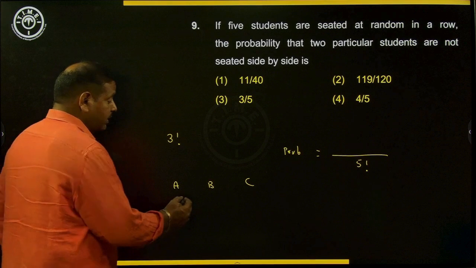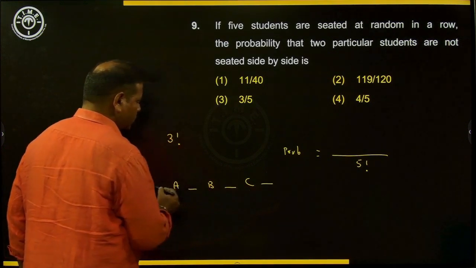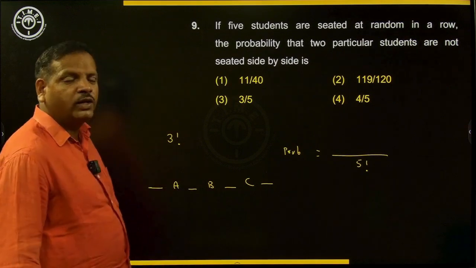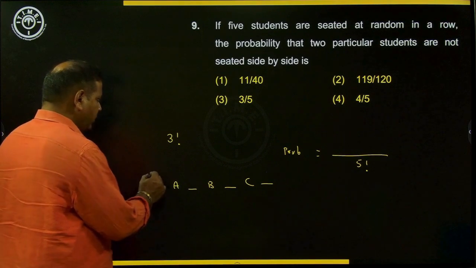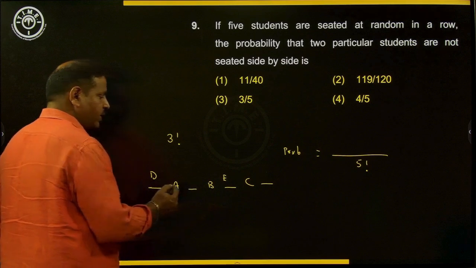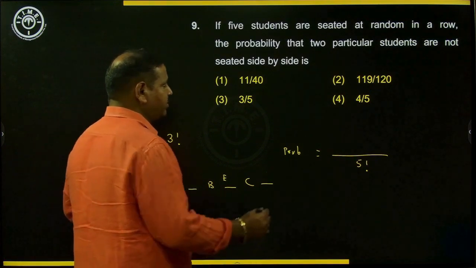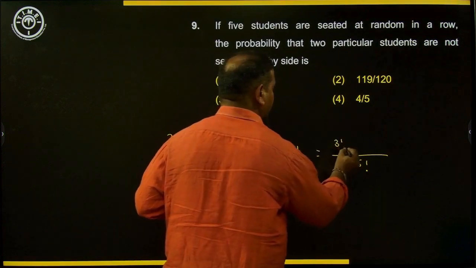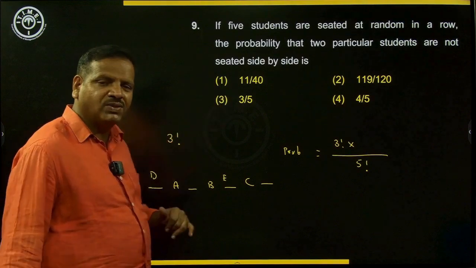Now the gaps are there, no? Look at the gap between them, this is also a gap, this one also a gap. How many gaps are there? 4 gaps. Suppose D and E are the particular students. Suppose D is here and E is here. Are they side by side? No. Something like this. First, the 3 particular students can be seated in 3 factorial ways. What about the remaining 2 students?